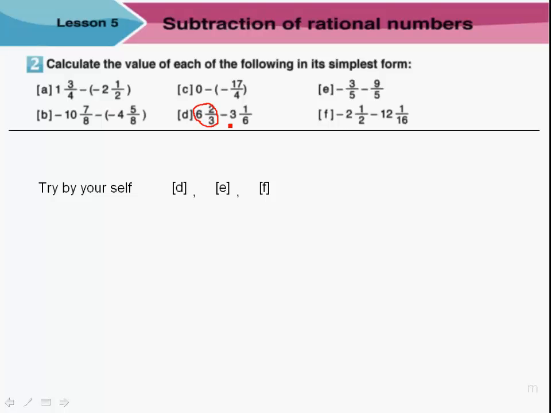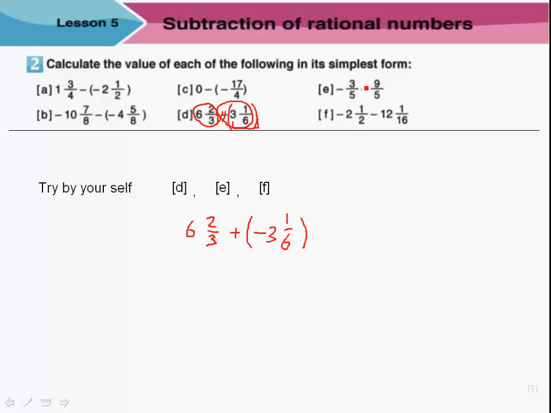You will follow the same here. This has plus and this has a minus. Please put it in this way: 6 and 2/3, in order to make addition of rational numbers. So we have to change this minus to plus, and you write this rational number between two brackets. But if you change minus to plus, you have to change the sign of this one. The sign is positive, so it becomes negative here.